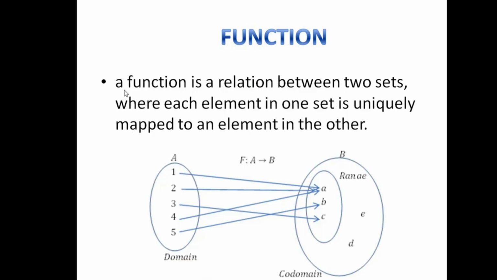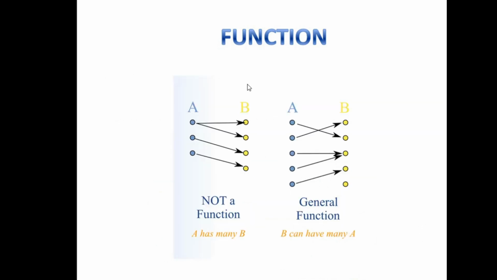In sets you can define a function as a relation between two sets where each element in one set is uniquely mapped to an element in the other. So you can see here each element is uniquely related with another element in your set B. This way you can represent a function. So let's make it more clear.